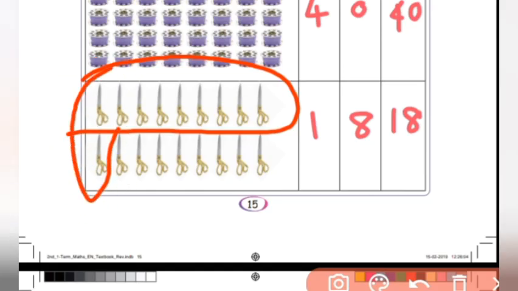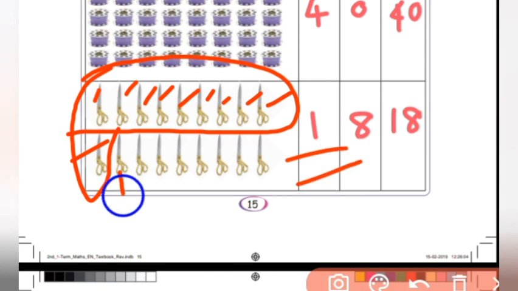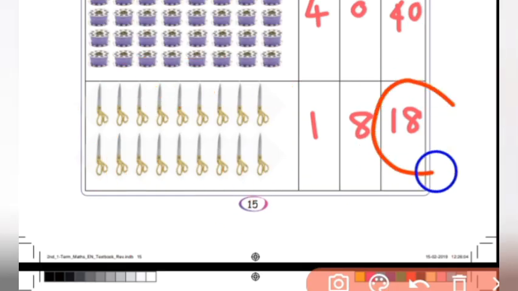We have to make group of 10. 1, 2, 3, 4, 5, 6, 7, 8, 9, 10. So we have only 1 ten and the loose ones are 1, 2, 3, 4, 5, 6, 7, 8. 8 ones. So the number is 18.